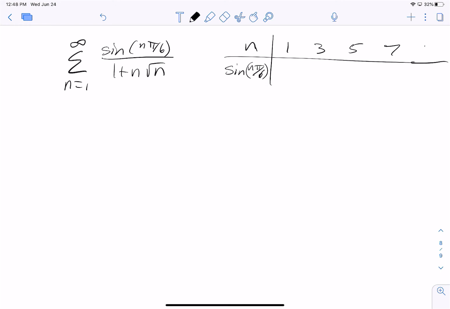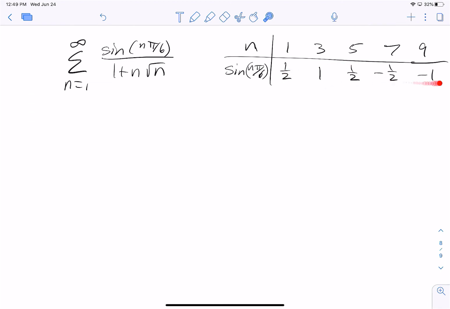7, and 9. If n is 1, the sine of pi over 6 is going to be 1/2. If n is 3, the sine of pi over 2 is 1. If n is 5, the sine of 5 pi over 6 is also 1/2. I know. Stay with me. If n is 7, the sine of 7 pi over 6 is negative 1/2. And then if n is 9, the sine of 3 pi over 2 is negative 1. Here's what we have. I just picked some odd numbers just because they'd be easy to work with, I think. But we have 1/2, 1, 1/2, negative 1/2, negative 1.